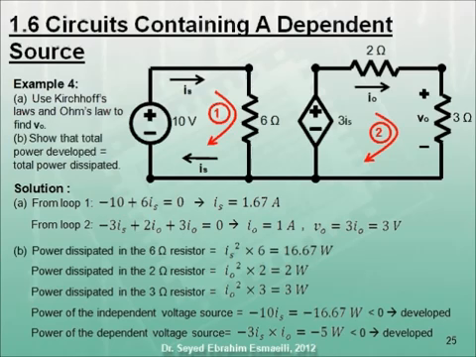The current I0 is also flowing in the direction of voltage rise across the terminals of the dependent voltage source. The power equation is written as P equals minus 3Is times I0, which equals minus 5 watts. The negative sign indicates that the dependent source is also generating power. Adding total power dissipated and total power generated verifies that they are equal to each other.